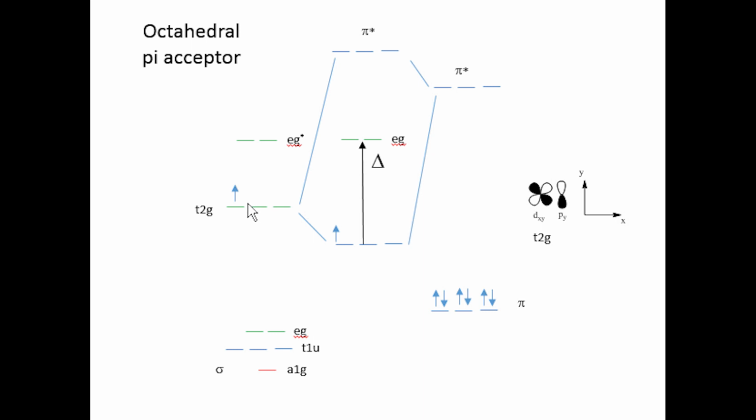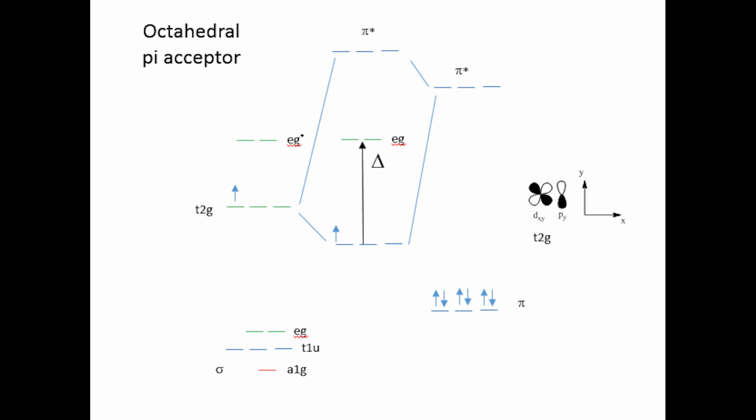So we'll have an interaction between the T2G and basically the pi star orbitals on the ligand to produce 3 bonding orbitals and 3 anti-bonding orbitals. So if there was initially an electron in the T2G, now it's down here. It's been stabilized through this interaction. And what's happened is now we have an increased delta over the previous case in which we didn't have any pi acceptor ligands.